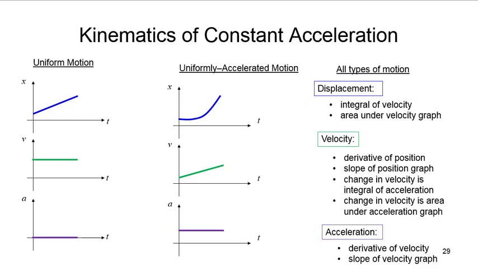And finally, for acceleration, we can say that acceleration is the derivative of velocity, which is the same as saying it's the slope of the velocity graph. So this is just a nice summary of the kinematic relationships we've learned so far. And now we're going to start doing more sample problems.